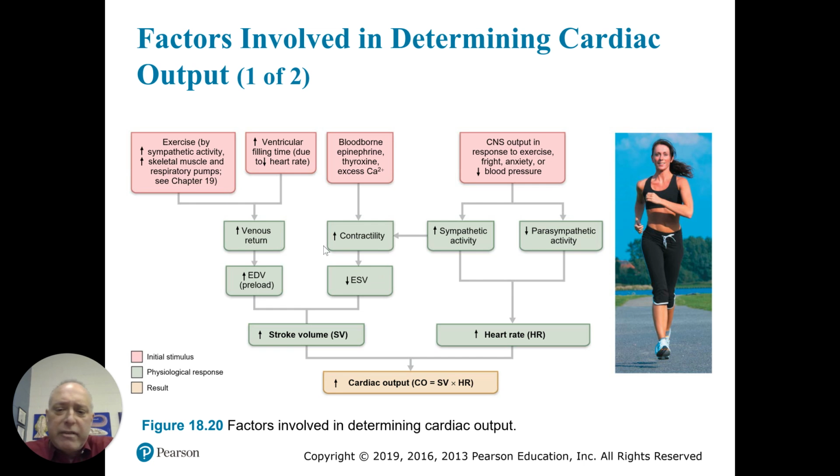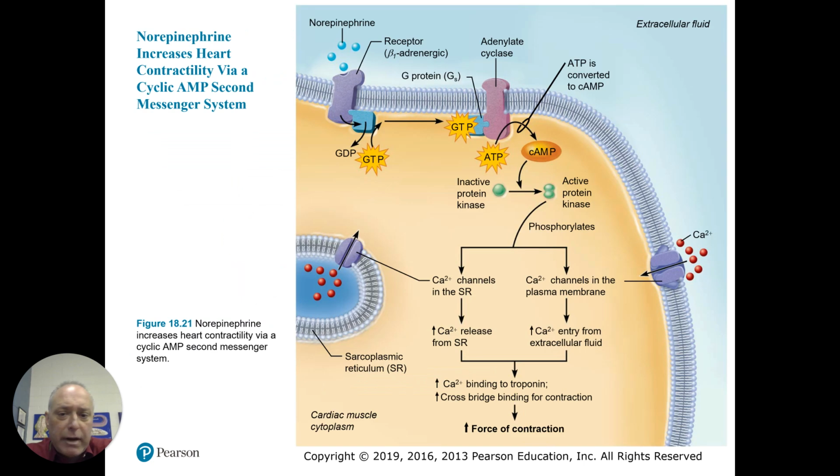So with increased contractility, there's actually decreased systolic volume because you're contracting more. With increased venous return, there's increased diastolic volume from filling. Both of these are going to increase stroke volume, whether you're increasing contractility or increasing venous return. And then on the nervous side, the sympathetic is going to increase rate, the parasympathetic will decrease rate. So the cardiac output is stroke volume times heart rate.